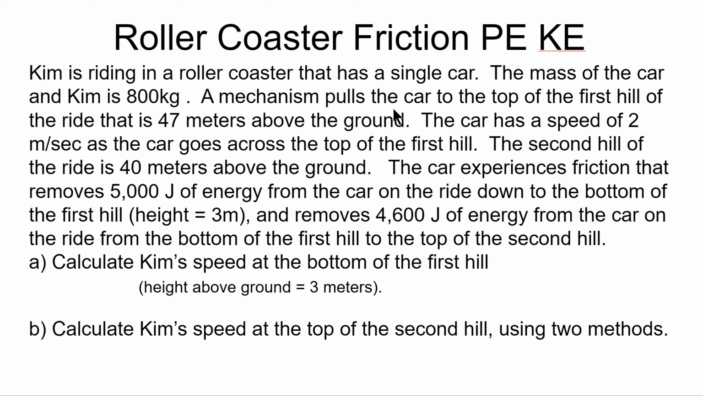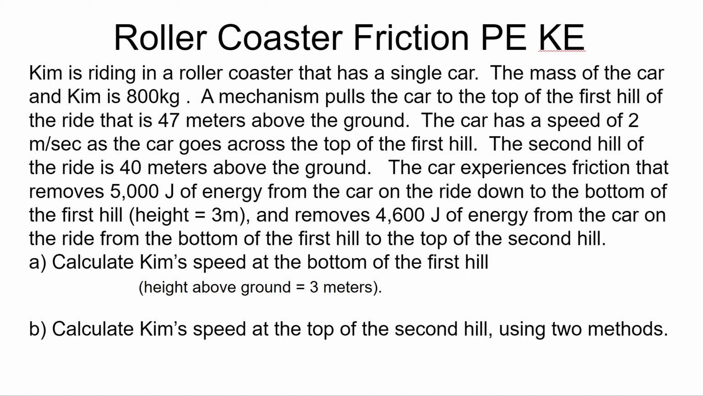Kim is in a single car on this roller coaster, and the mass of the car and Kim is 800 kilograms. We have a motor mechanism that's pulling the car to the top of the first hill, and that's 47 meters above the ground. At this time, the car is not at rest. It's moving at 2 meters per second, going across the top of the hill. There's a valley after the first hill, and then there's a second hill that's 40 meters above the ground.